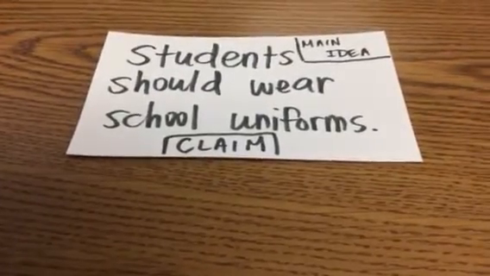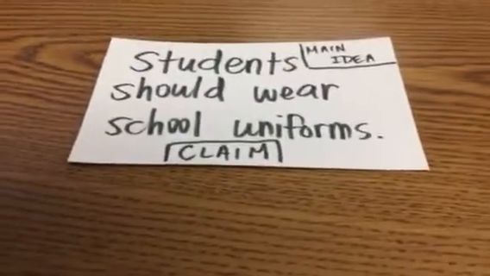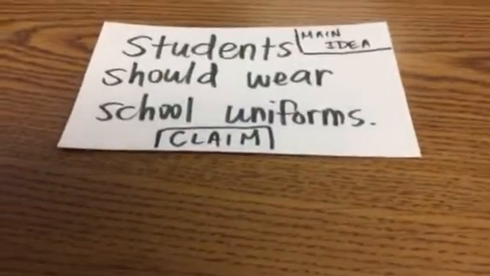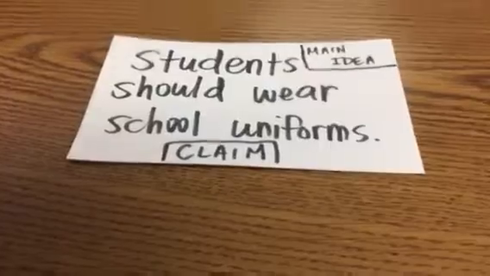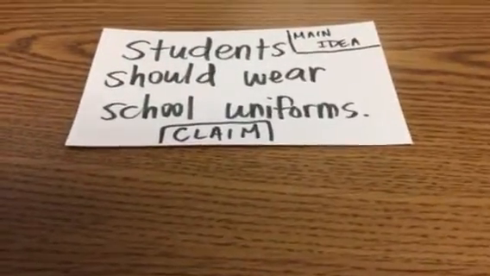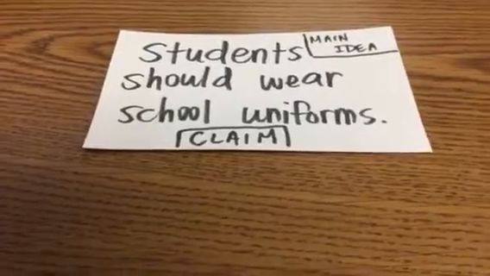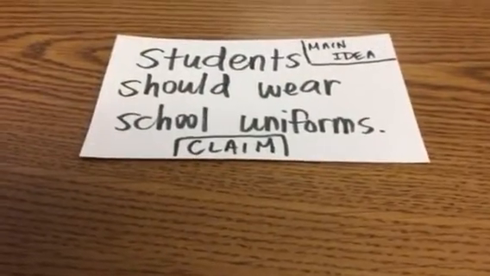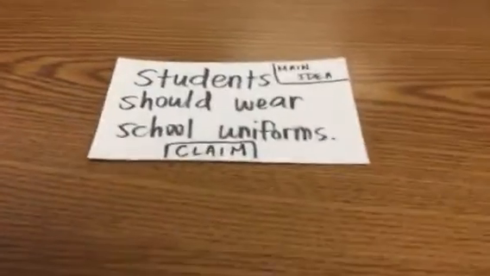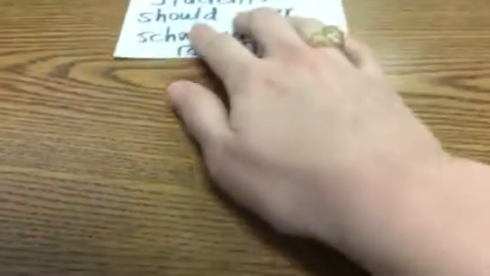Today we're going to look at main idea and supporting details. So in a persuasive argument, a main idea is also known as the claim. This is your point that you're trying to prove to your reader. So in this case, my claim is going to be students should wear school uniforms.